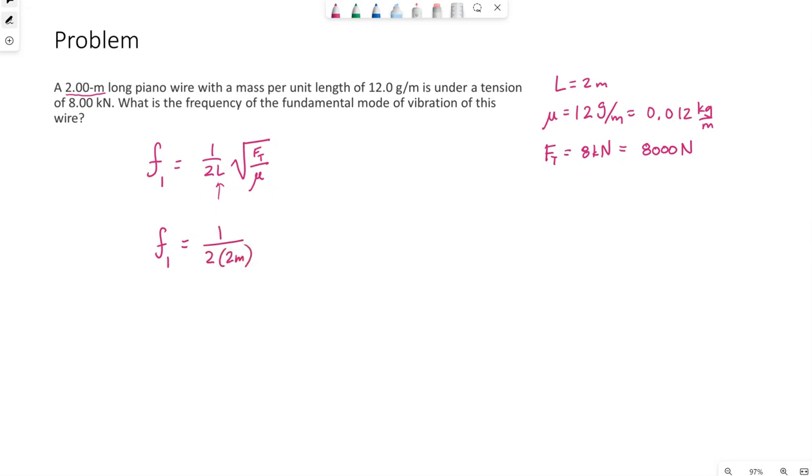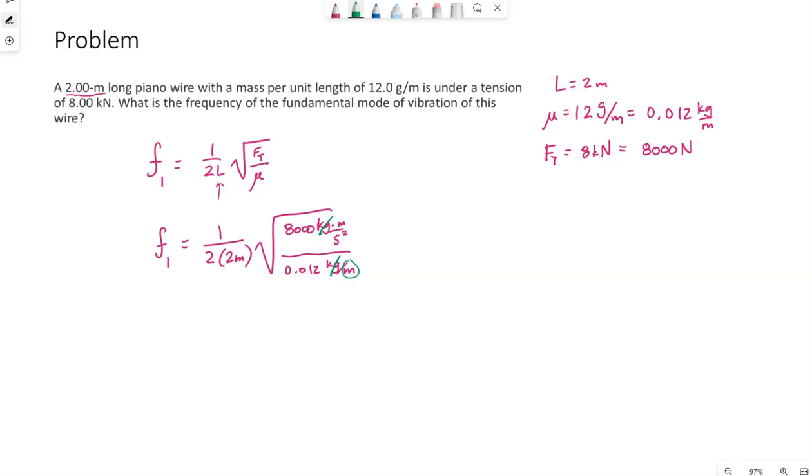So 1 over 2L, so L is 2 meters, times the square root of our 8,000 newtons. I'm going to rewrite newtons into its subunits because we know that is a kilogram times meter per second squared, and divided by this linear mass density in kilograms per meter. So I know I need it in kilograms per meter because I need those kilograms to cancel.